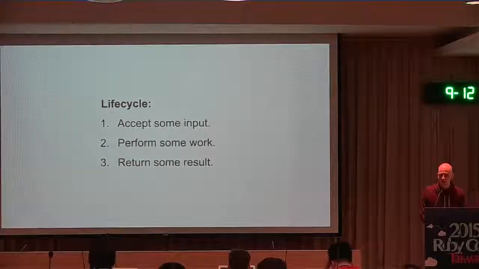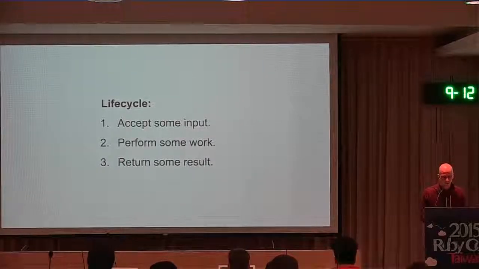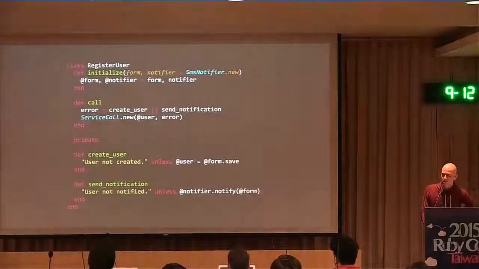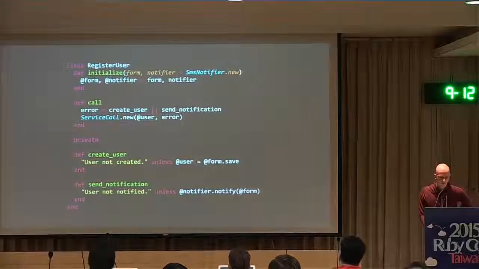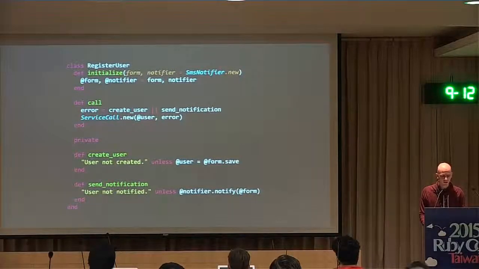So I'll go ahead and show you some code. Now, some of the examples might be a bit contrived, but I kind of needed them all to fit into one slide, so you can fill in the gaps yourself. Here's an example of a very, very simple service object. What it does is it registers some user, and it notifies the user that it has been registered in the system.